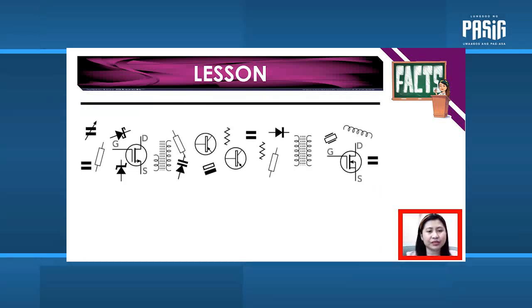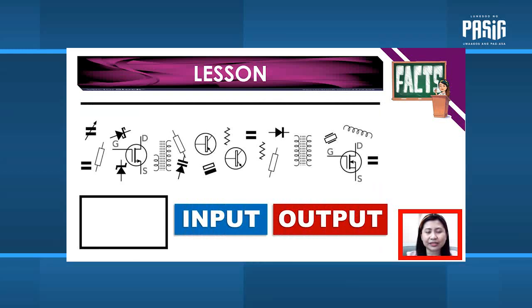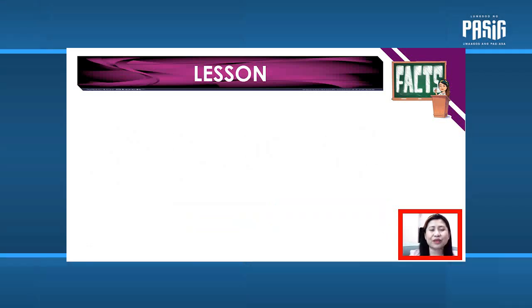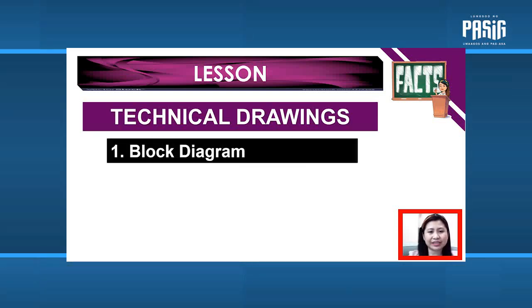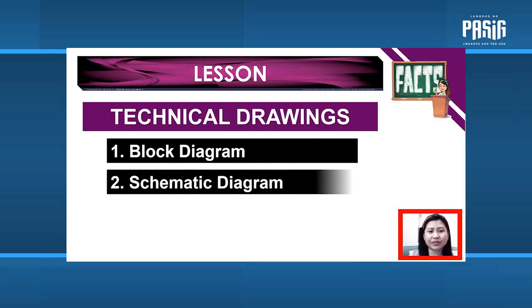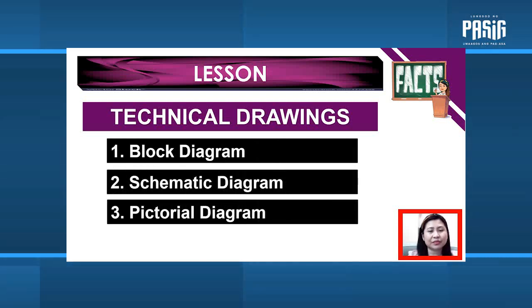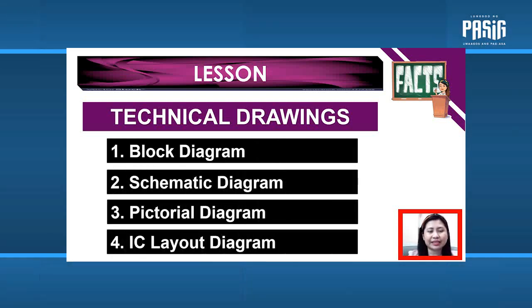Lines, symbols, boxes, and icons are used to represent a certain part, process, or electronic component in a circuit. It is used to better understand how the components are connected to each other. For today's lesson, we will study 4 types of diagrams used in electronics. We have block diagram, schematic diagram, pictorial diagram, and IC layout diagram.